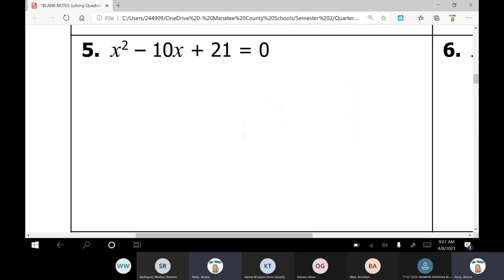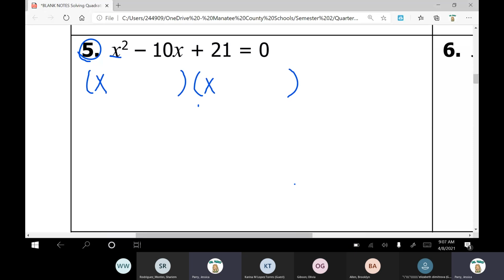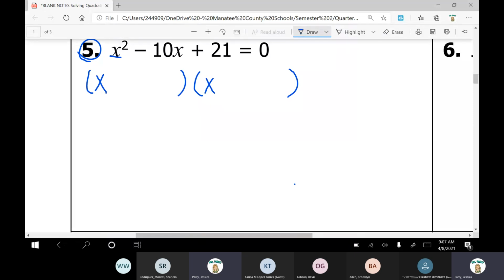Number 5, next one here, we'll do together. Okay, so step 1 is set the equation equal to 0, which is done for us. Step 2 is now going to be factoring. We know we're dealing with the variable x, so here's my variable x, here's my variable x. Help me out with this one, guys, okay?